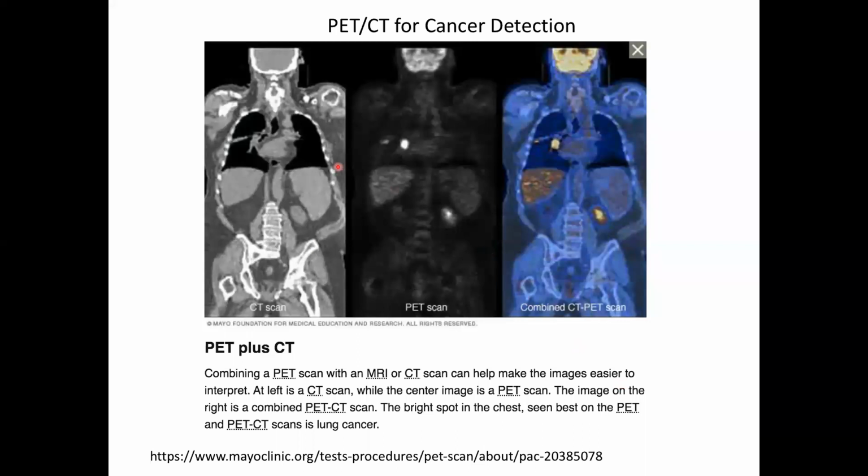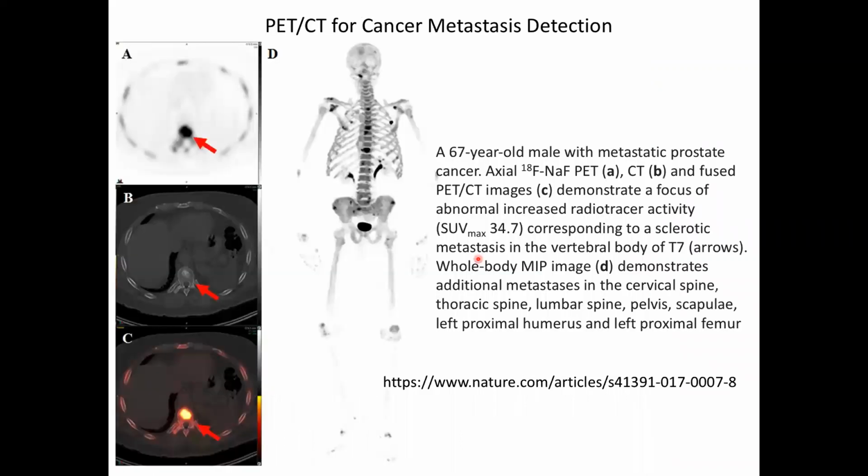For detecting cancers, you get a whole body CT for the attenuation correction, and you get a PET scan with these very bright spots here that indicate that there is some kind of tumor there that's taking up the PET contrast agent. And it's a very sensitive way of detecting both primary and metastasis.